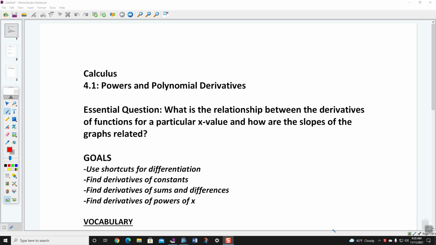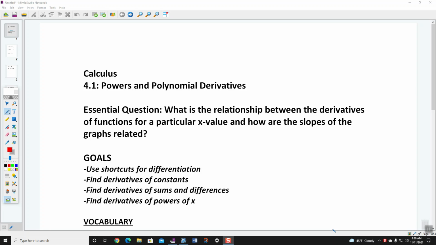So today, guys, we're going to talk about section 4.1, which is titled Powers and Polynomial Derivatives. We've had some exposure to this, but some of the things are going to get a little bit more difficult. We've got to start being able to apply it to all types of functions here. So, question today: what is the relationship between the derivatives of functions for a particular x value, and how are the slopes of the graphs related?